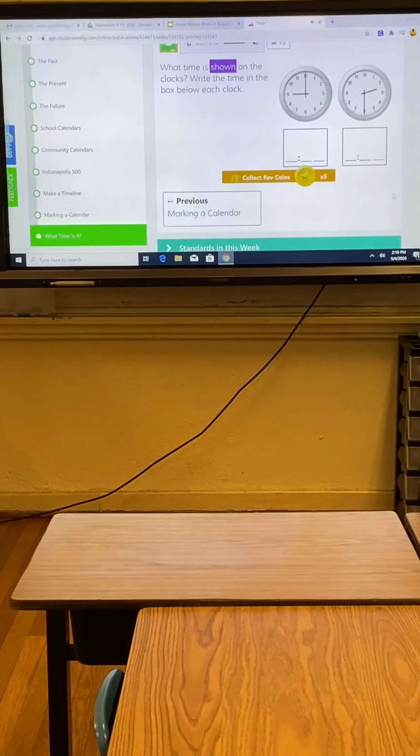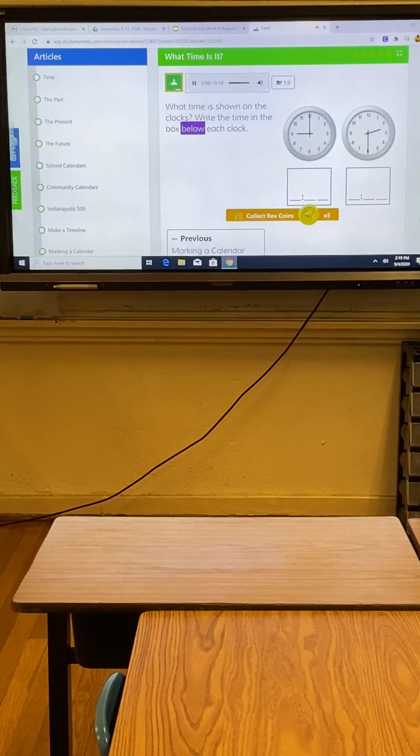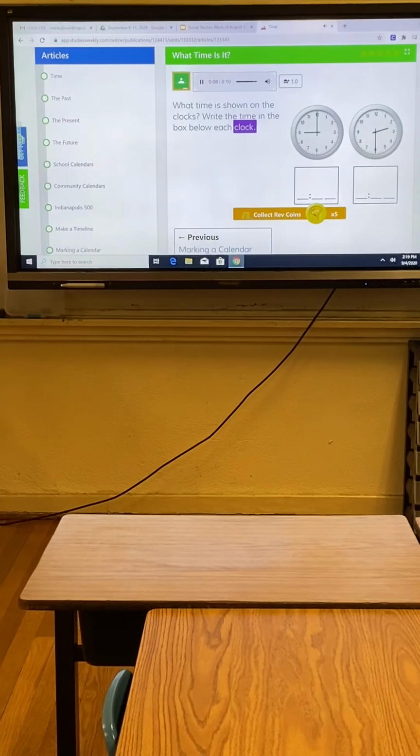What time is shown on the clocks? Write the time in the box below each clock.